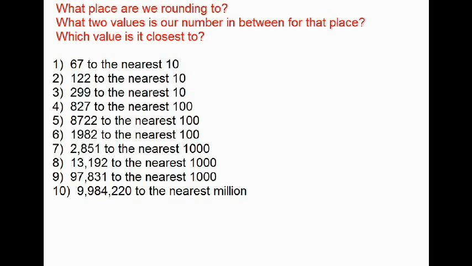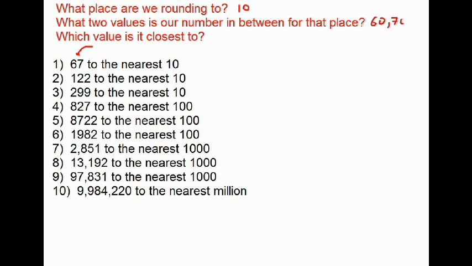So, for example, with question number 1, we know we're rounding to the nearest 10. So that's what we're rounding to there. So what two values is our number in between for that place? So in other words, for counting in tens, what two values is 67 in between? Well, hopefully by now you recognize that 67 is in between 60 and 70.